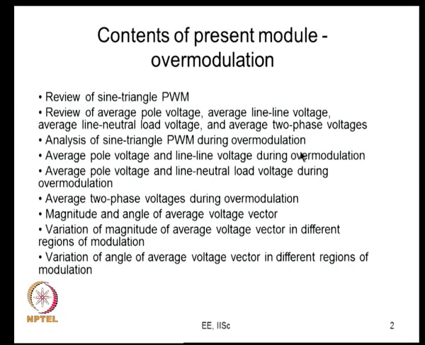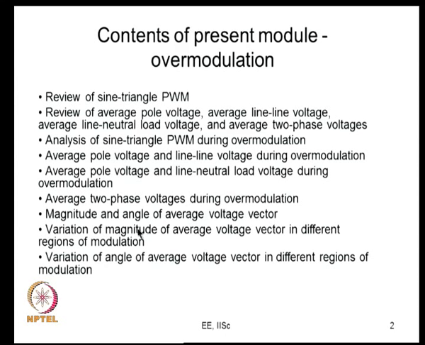We looked at how the average pole voltage varies. For example, the variation in average pole voltage will be just sinusoidal in sine triangle PWM if it is linear modulation. If it is overmodulation, it is sinusoidal, but it is a peak-clipped sinusoid. Correspondingly, the average line-to-line voltages are no longer sinusoidal; they are non-sinusoidal, with low frequency harmonic content. Again, the line-to-neutral voltage has low frequency harmonics and is non-sinusoidal. This 3-phase line-to-neutral load voltage can be transformed into 2-phase voltages, and they also have low frequency harmonic content.